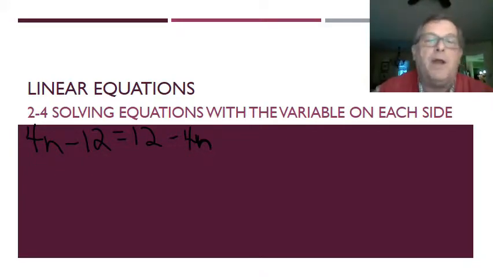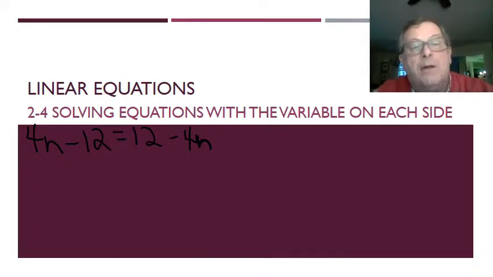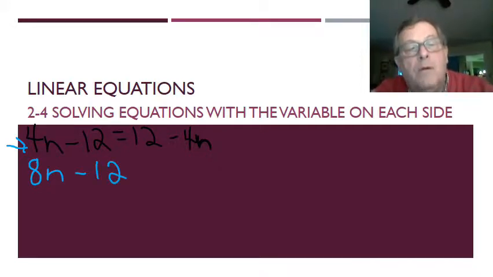Now, in the last one, I kind of broke this down step by step. I'm going to consolidate a little bit just for the room here on the slide. So when I add 4n to both sides, and I'm choosing to add because I want to get my variables over here, that's going to give me 8n minus 12 equals 12. Because when I add 4n right here, it's going to cancel out.